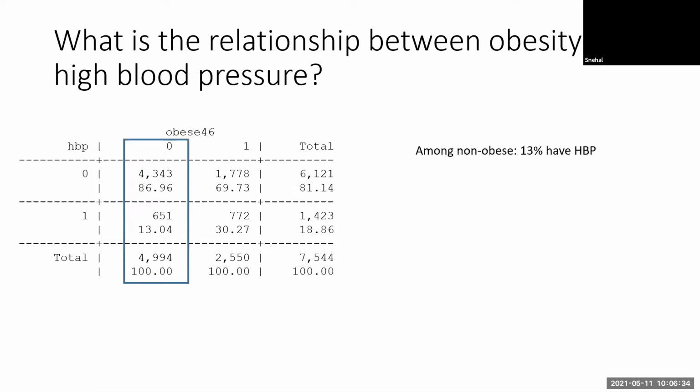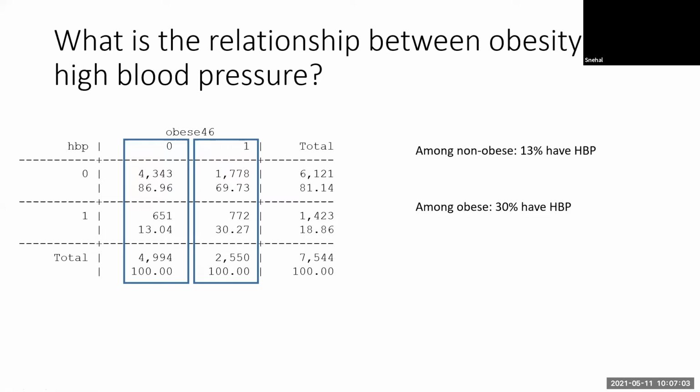And we can see that among the non-obese, which is this group here, the prevalence of high blood pressure is 13%, okay? So 651 people out of 4,994 have high blood pressure when they're non-obese. And then among the obese, 30% have high blood pressure, okay?